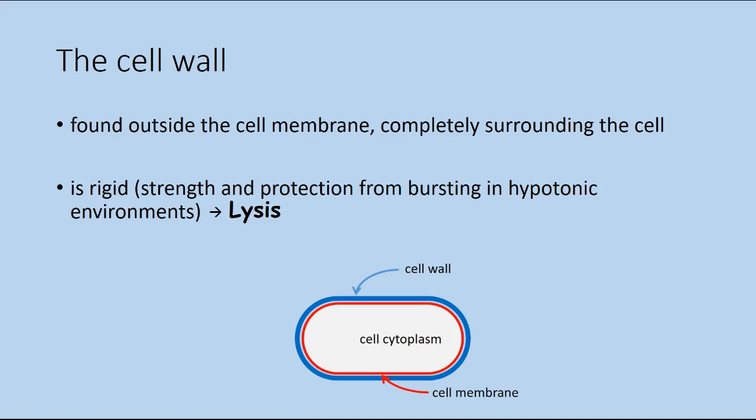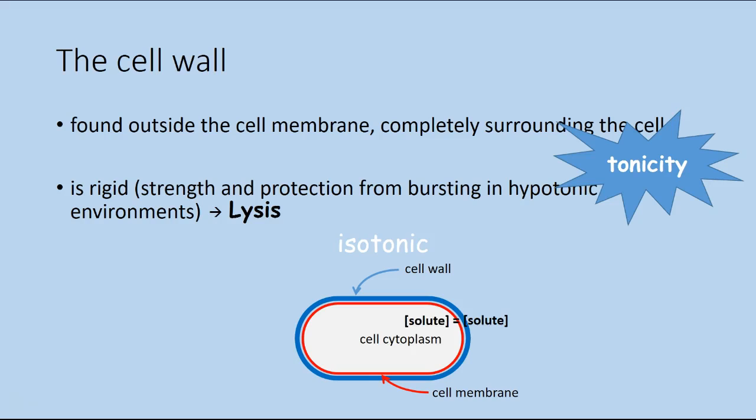You might recall that the word tonicity refers to the solute concentration outside a cell in relationship to the concentration found inside the cell. Thus, if a cell is in an isotonic solution, that means that the environment outside the cell has the same concentration of solute as is found inside the cell. Likewise, water or the solvent concentrations are also equal.